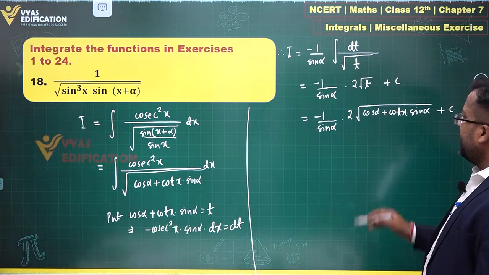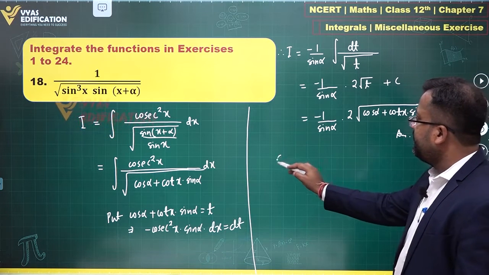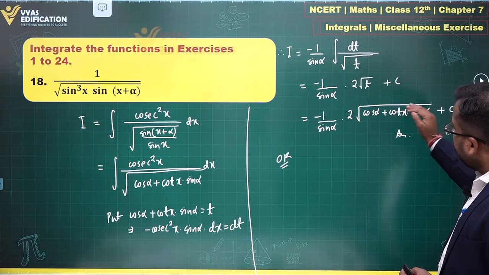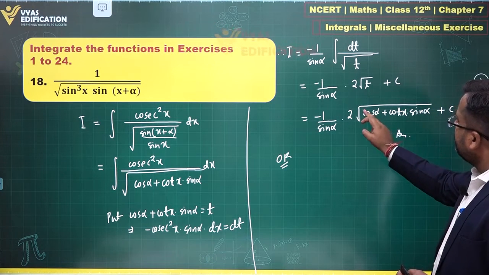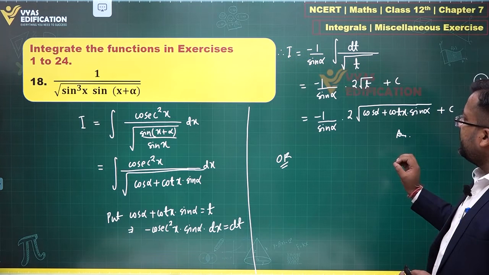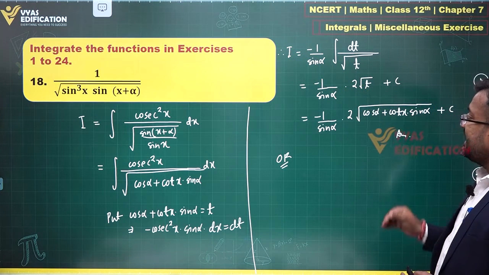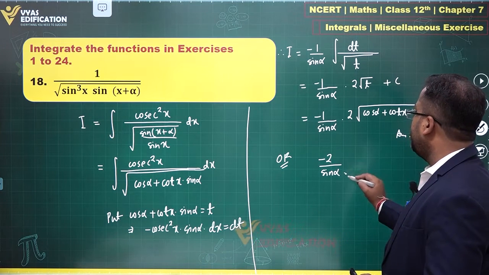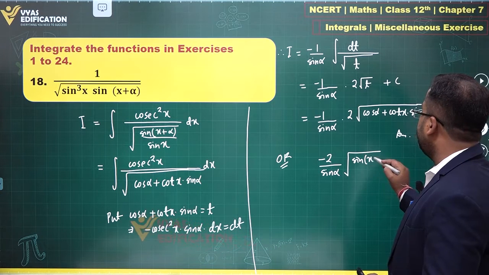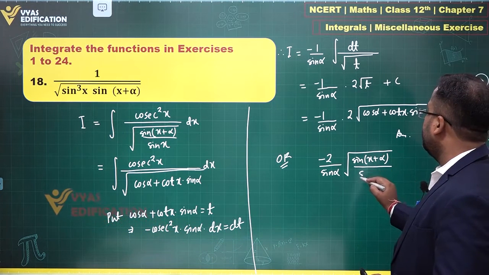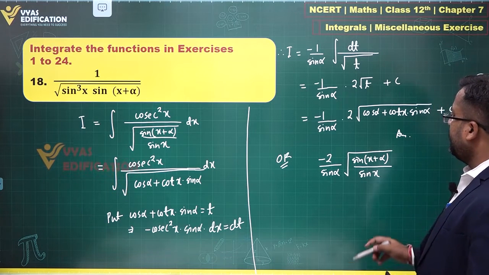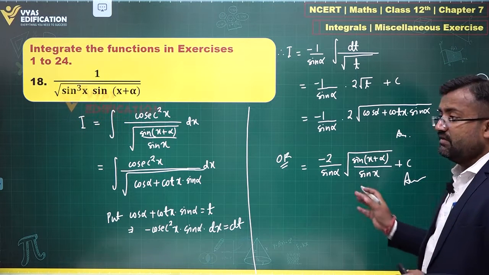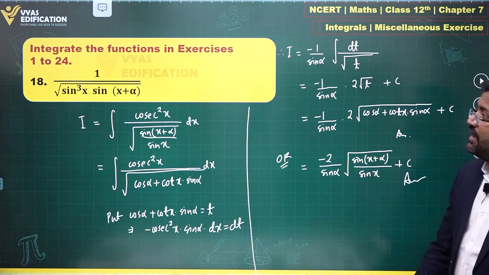Plus constant. Either you can leave the answer at this stage, or you can go back to that particular form of sine of x plus alpha, because cot x is cos x upon sine x, so cos alpha plus cot x sine alpha becomes, in the numerator, sine of x plus alpha, and in the denominator, sine x under root. So minus 2 upon sine alpha under root of sine of x plus alpha upon sine x is what you will get over here. This or this plus c is my final answer for this question, as you can see over here, with this complete solution.